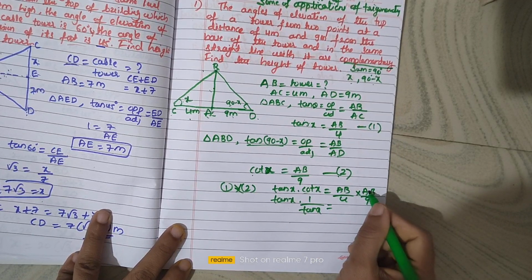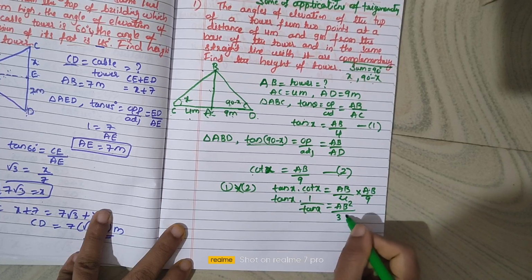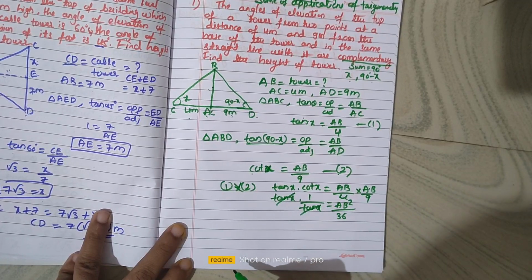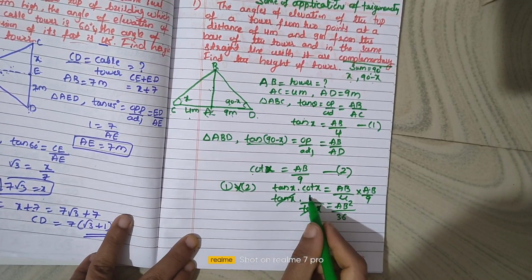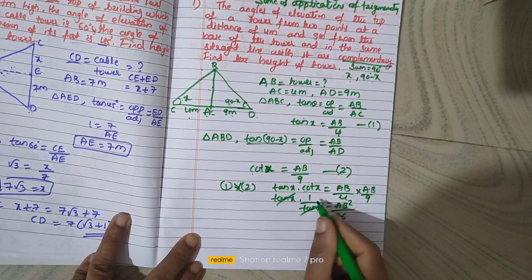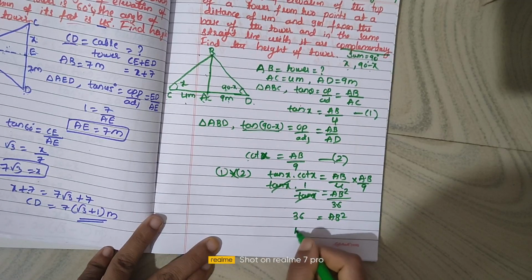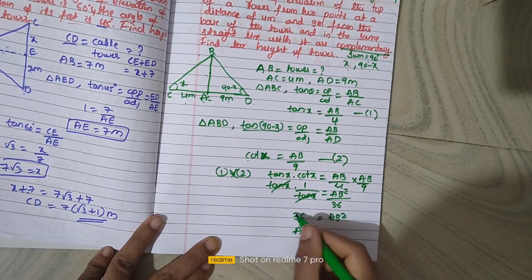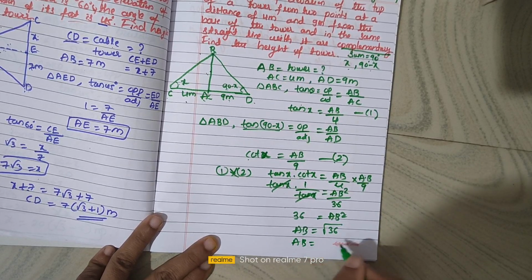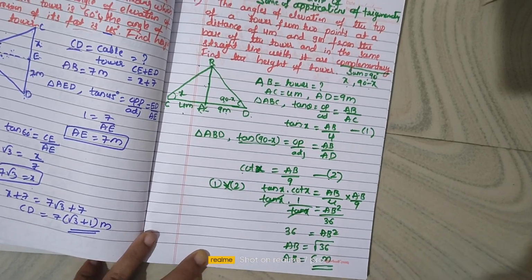So AB into AB is AB square, and 9 fours are 36. Here tan x gets cancelled, and we have only 1 on the left. So 1 equals AB square by 36, that is AB square is 36. AB can be written as root 36. Then the value of AB is 6 meter. This is the height of the tower.